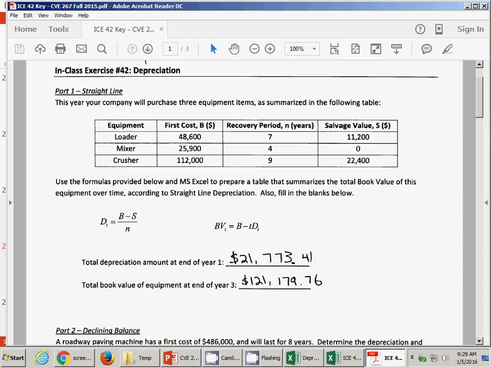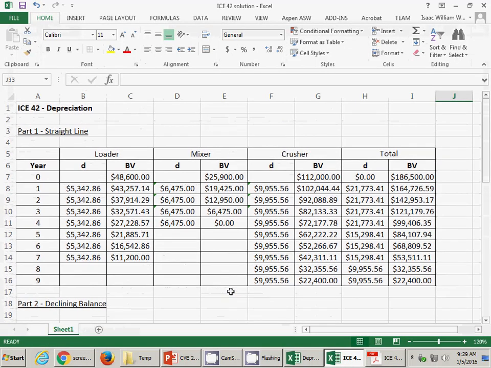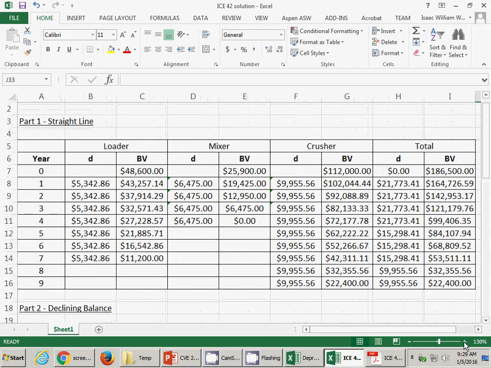And so I'll show you the format of the spreadsheet that I used. You can use any approach you prefer, but this is what my table looked like. I had each equipment separate, and then in the end, I calculated a total. And so there's a depreciation column and a book value column for each of the equipment items. So that's what we're going to do for the in-class exercise.